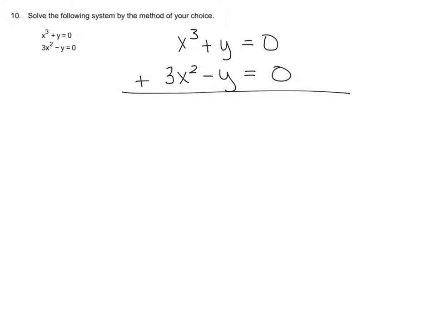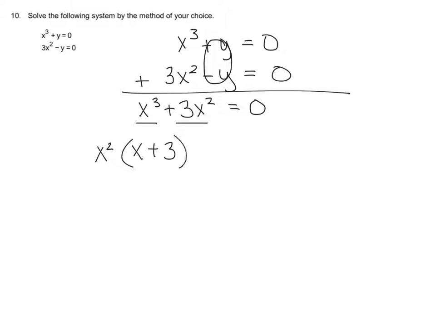So if I add these two equations together, I get x cubed plus 3x squared, and the y terms disappear or turn to 0, and then this equals 0. Now I can take this equation and solve for x. The first thing we want to do is factor out a common factor. So I have an x cubed and a 3x squared. Both of these terms have an x squared in common. So we'll factor out an x squared, and we're left with x squared times x plus 3 equals 0.